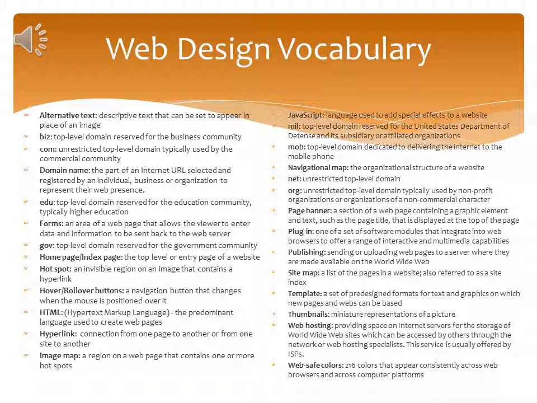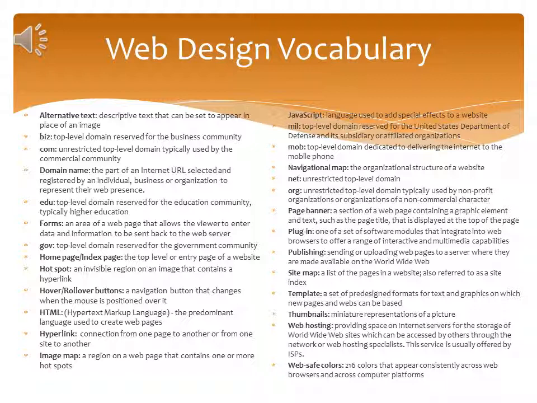MIL is the top level domain reserved for the United States Department of Defense. And MOBI is dedicated to delivering the internet through mobile phone. Your navigational map is the organizational structure of a website. Net is an unrestricted top level domain. Your org is going to be for your nonprofit organizations or non-commercial character. A page banner is a section of a web page containing a graphic element and text, such as the page title, that is displayed at the top of the page.